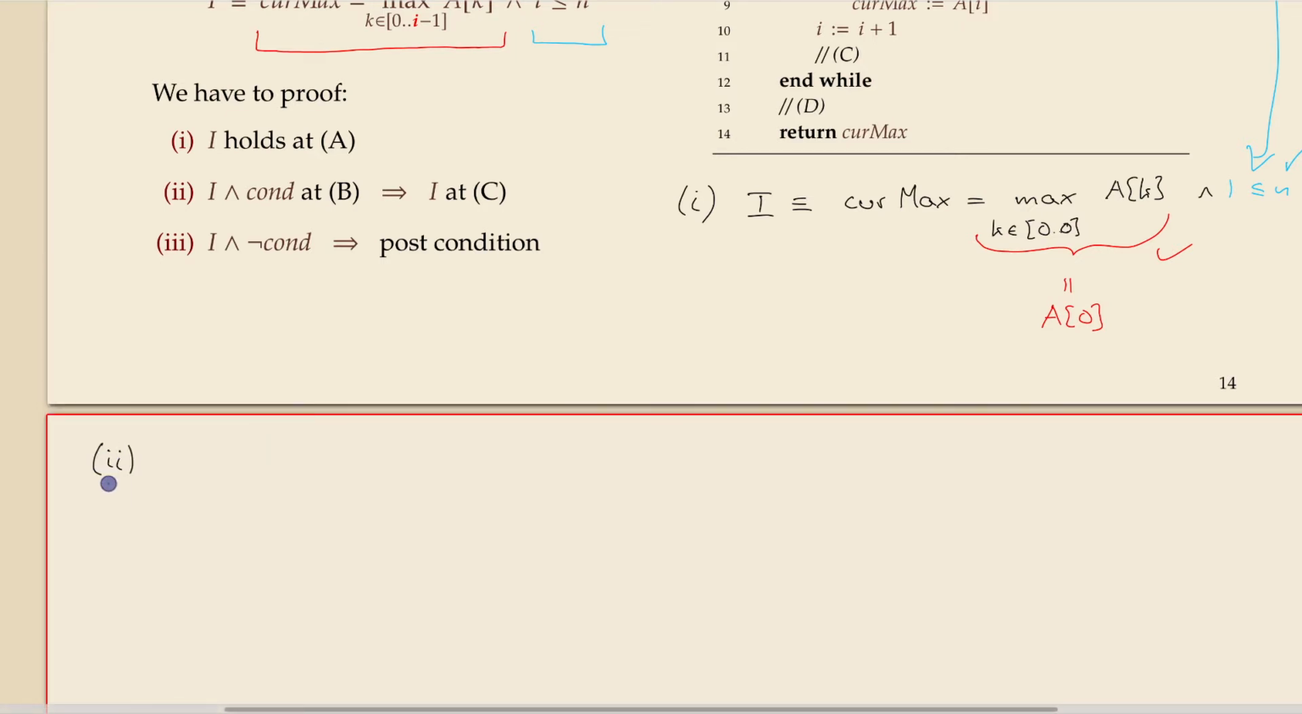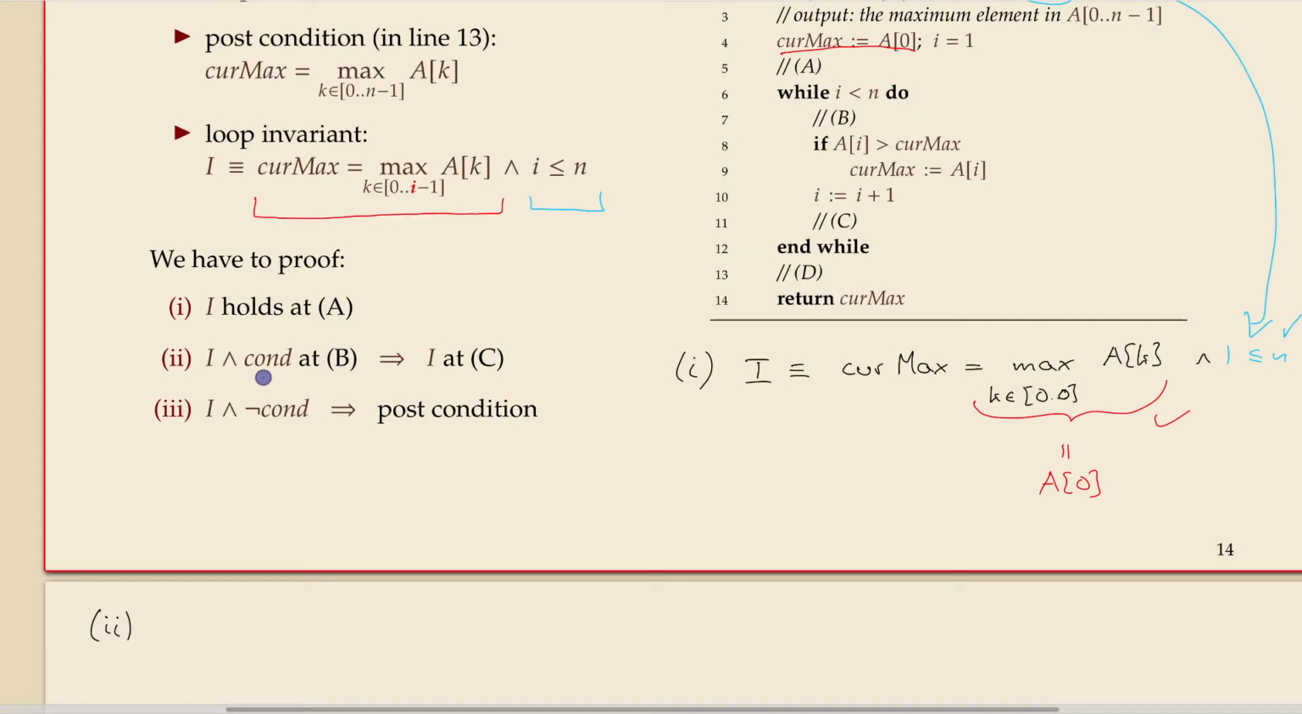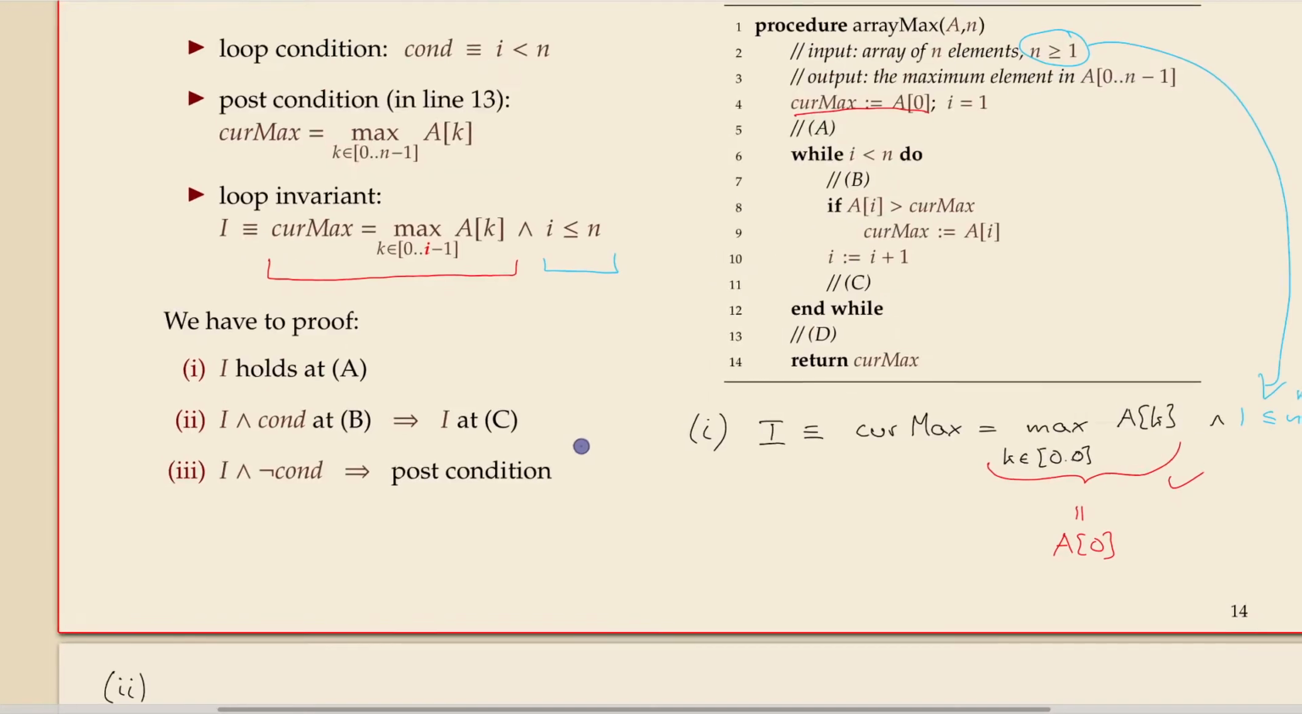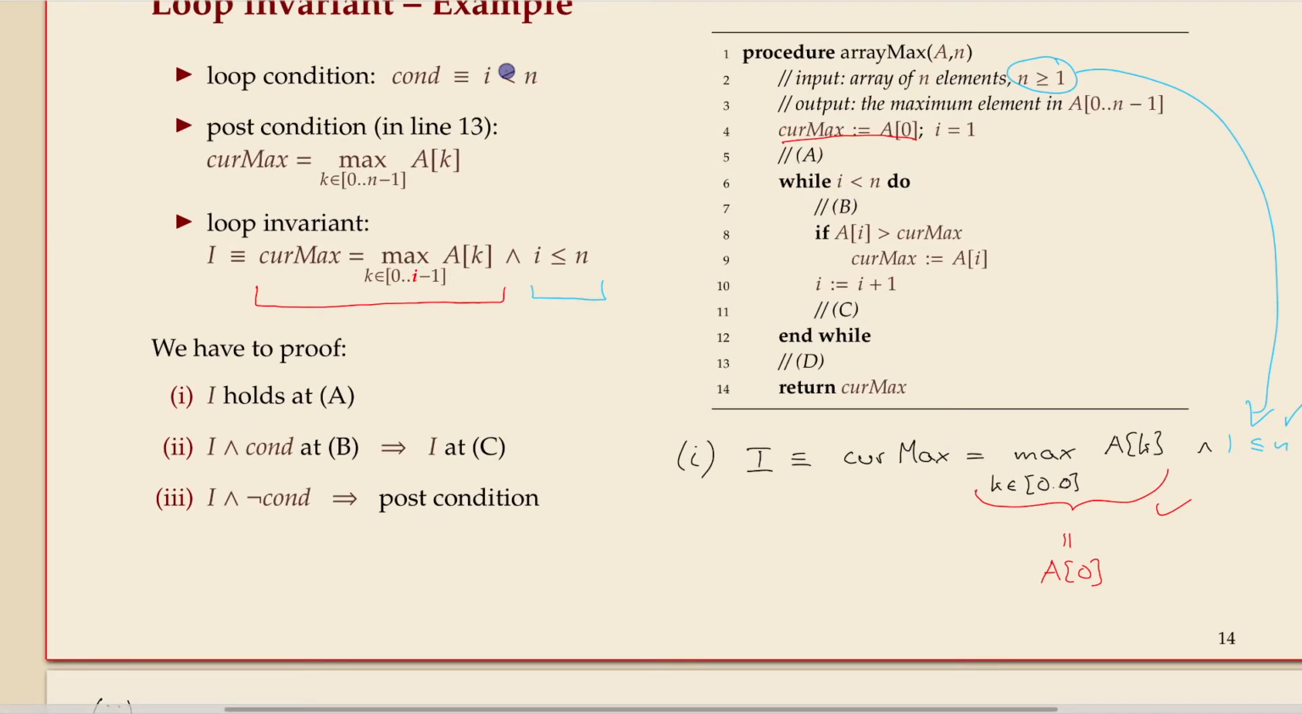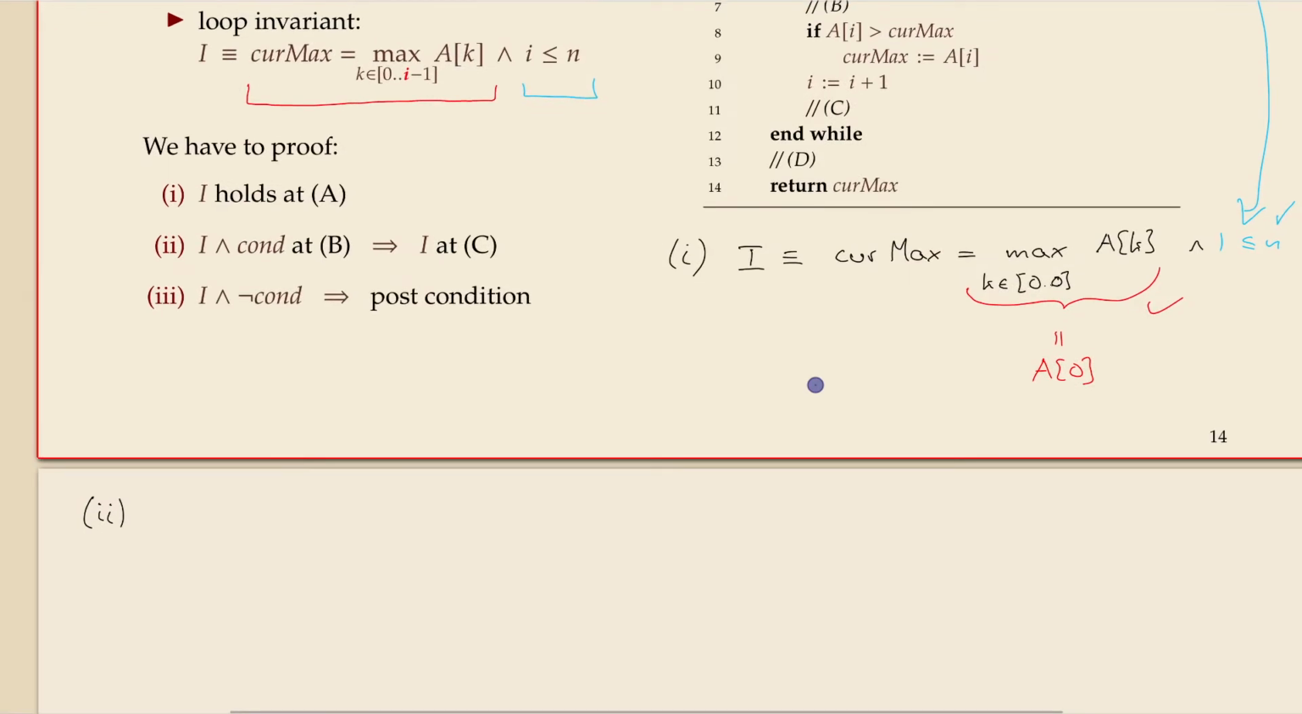For the second part, we need to show that the loop invariant and the condition of the loop, so that's this fact that I is strictly less than n, these two things together at B guarantee that we have, again, the loop invariant at C. So that's an implication, right? And we talked about last time at length how you can possibly prove implications. We talked about all these different proof templates and so on. So that's applicable here. Now, in this case, the most convenient bit is to do a case distinction first.